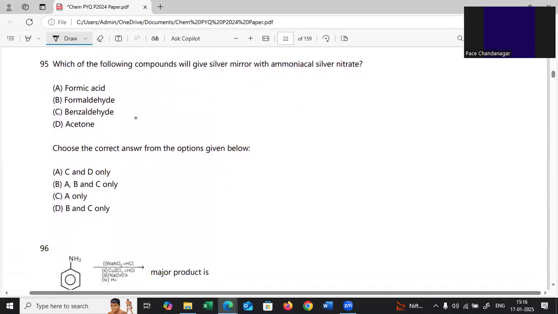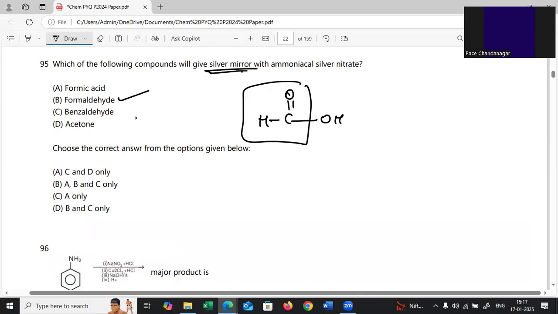95. Which of the following compounds will give the silver mirror with ammoniacal silver nitrate test? Silver mirror test is shown by this compound, HCHO with OH group. This group should be there, aldehyde. Apart from the aldehyde, formic acid also gives the silver mirror test with ammoniacal silver nitrate solution. Formaldehyde will give it definitely. Remember this silver mirror test, formaldehyde will show the test.